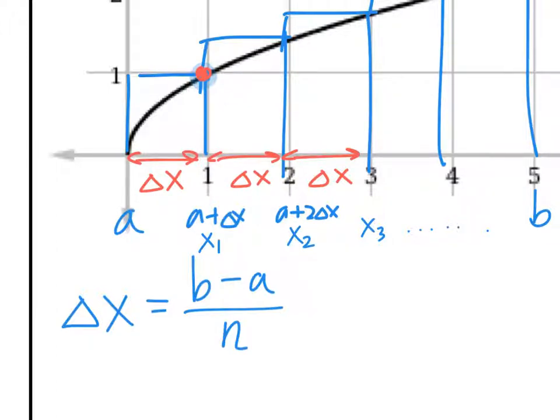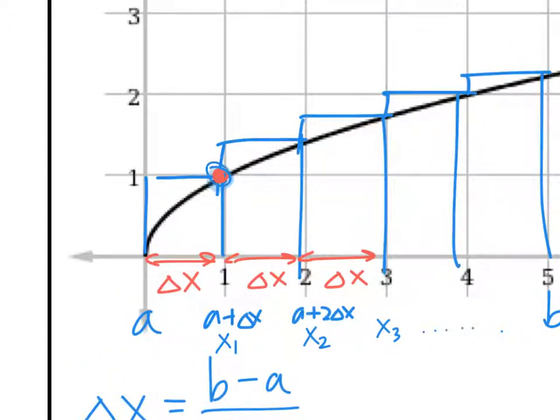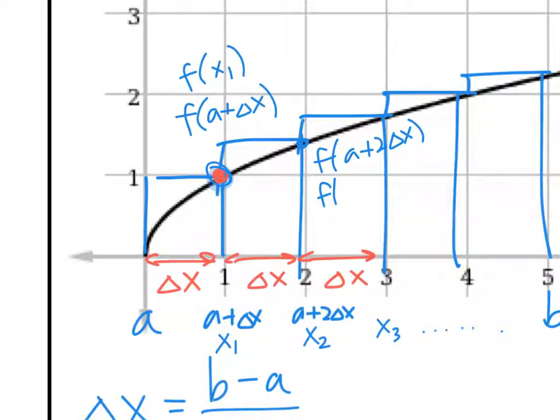Okay? All right, now the question is, how high is this? Yeah, so this is f of A plus delta x, right? The function in terms of where my x value is. And this height is f of A plus 2 delta x. Or really, all of these, I can just say f of x1 and then f of x2, and so on.